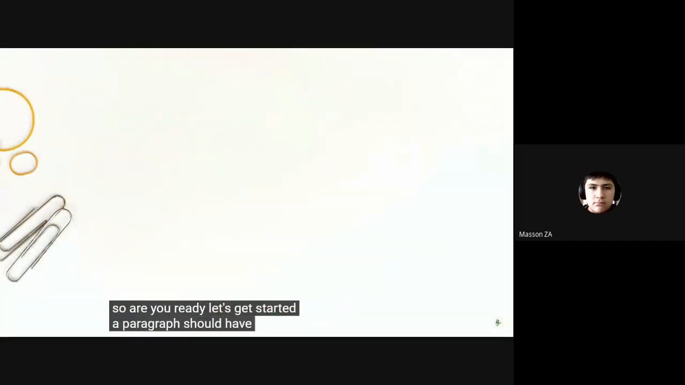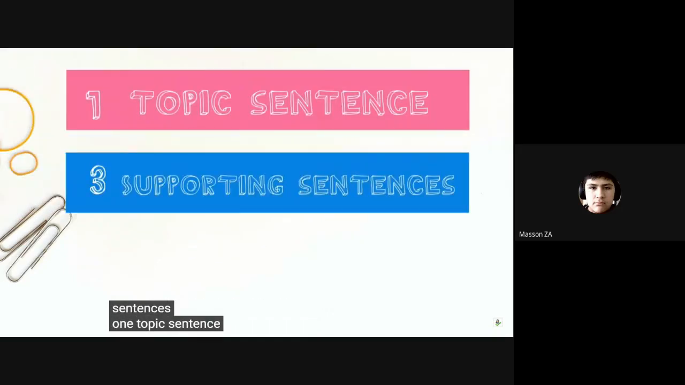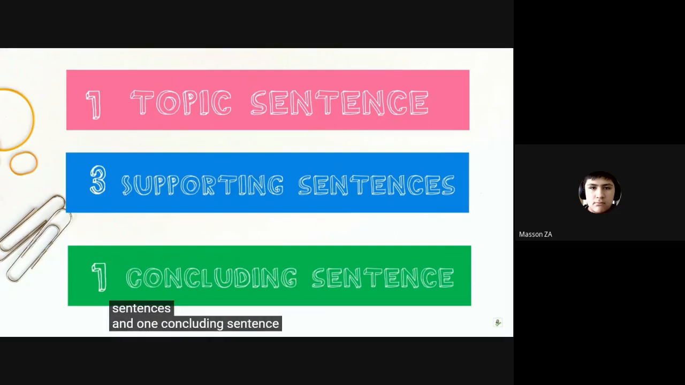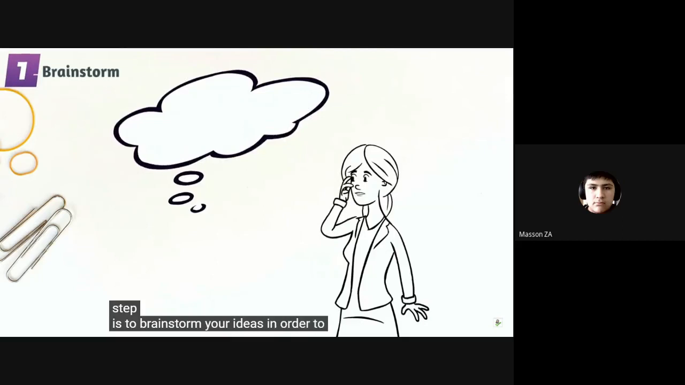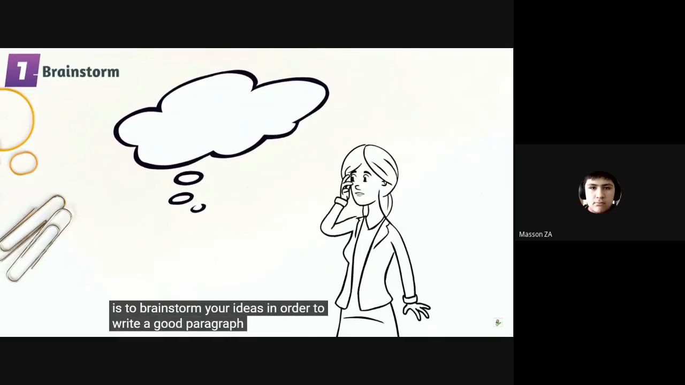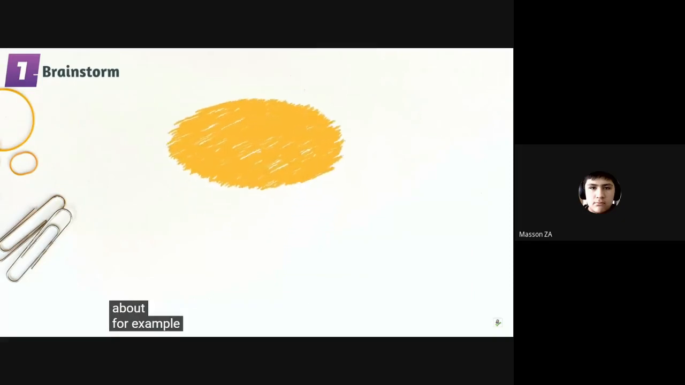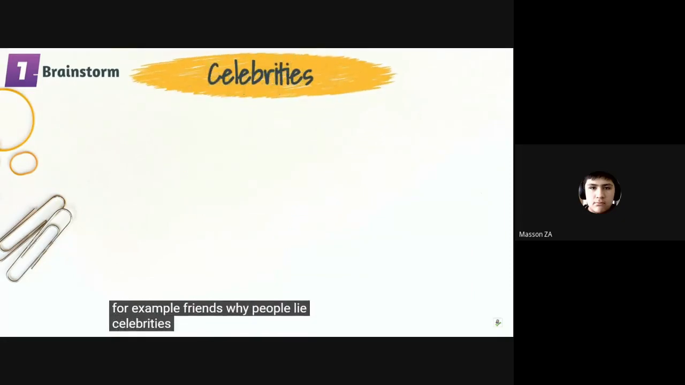A paragraph should have at least 5 sentences, 1 topic sentence, 3 supporting sentences, and 1 concluding sentence. The first step is to brainstorm your ideas in order to write a good paragraph. Write the general topic or the main idea. This is what your paragraph will be about. For example, friends, why people lie, celebrities, playing outside.